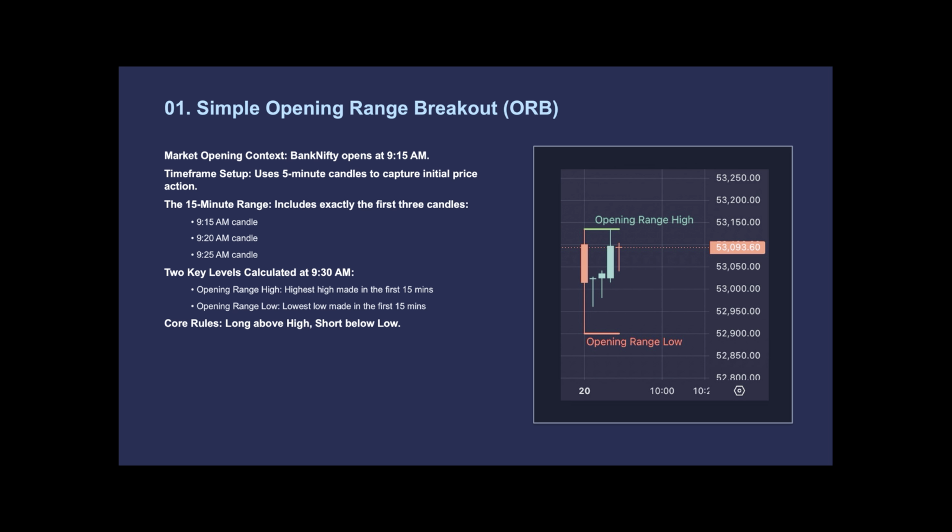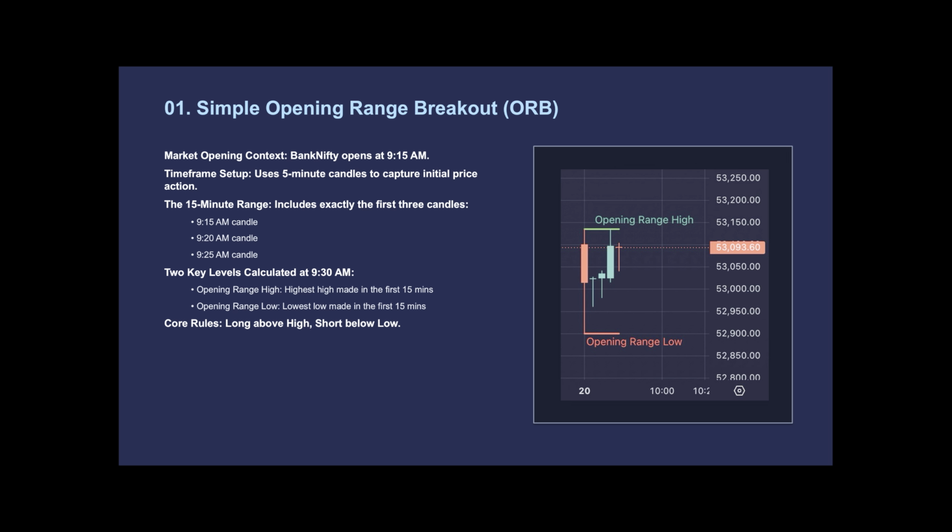From these 3 candles, we calculate two important levels. First, the opening range high, which is the highest high made in the first 15 minutes. Second, the opening range low, which is the lowest low made in the first 15 minutes. These two levels become the battlefield for the day.